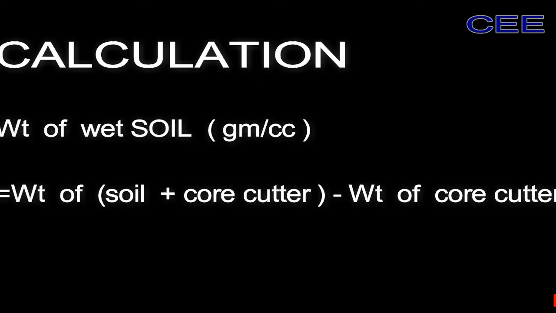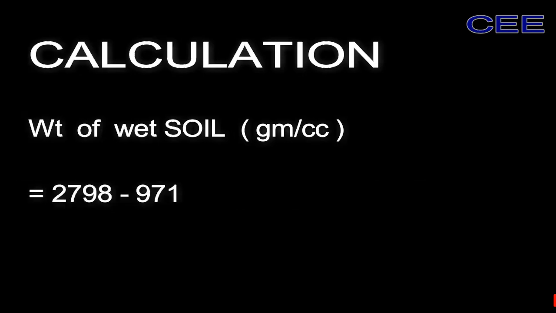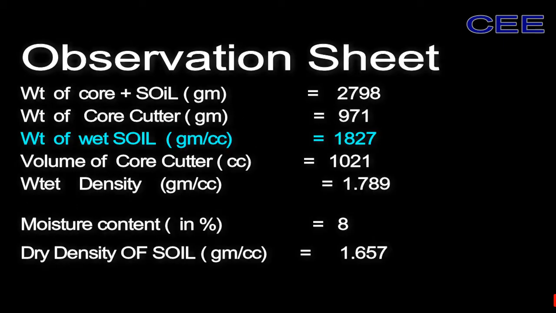Now the weight of wet soil will be equal to the weight of core cutter plus soil minus the weight of core cutter, and this will be equal to 2798 minus 971. This will be equal to 1827 grams. This is the weight of wet soil.